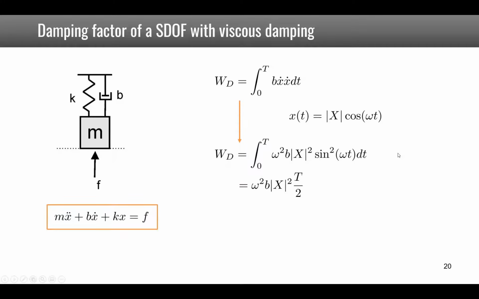And by integrating, we get the result that it is equal to omega squared b times the amplitude squared times the period over 2. As we know that the period is 2 pi over omega, we end up with pi b omega x squared.